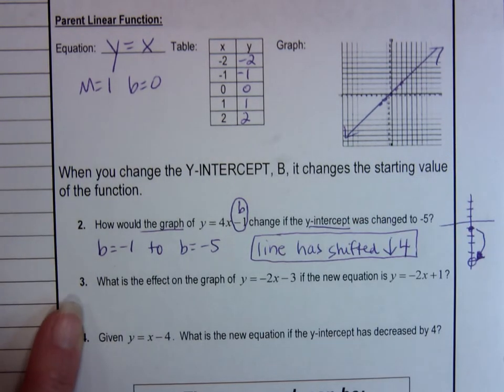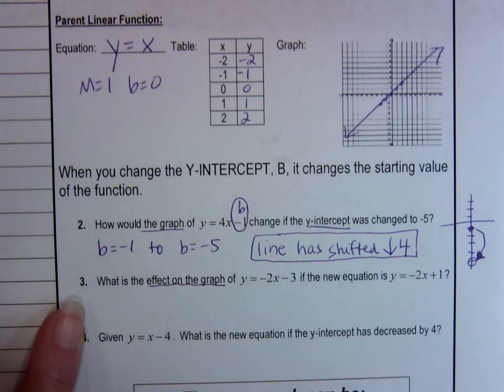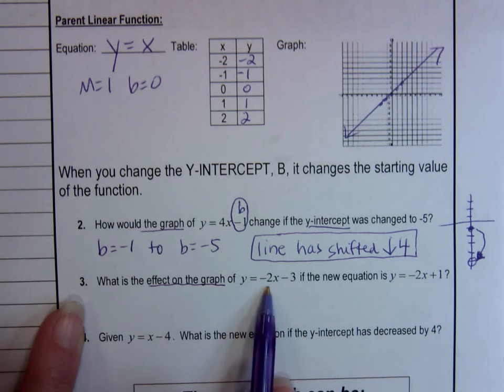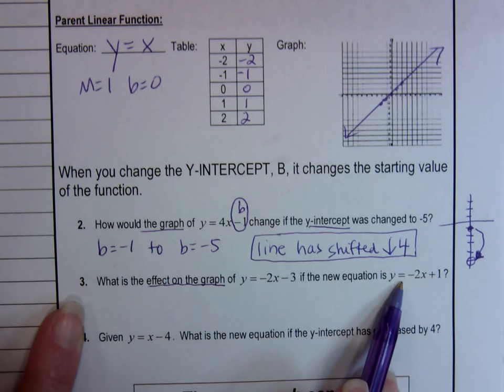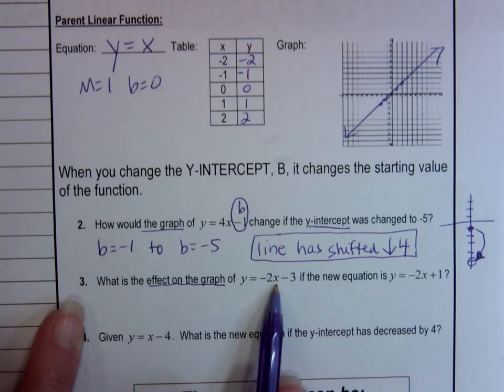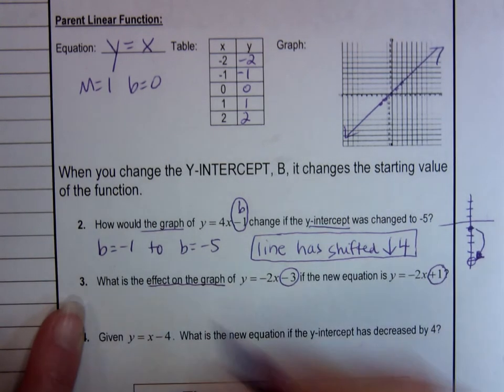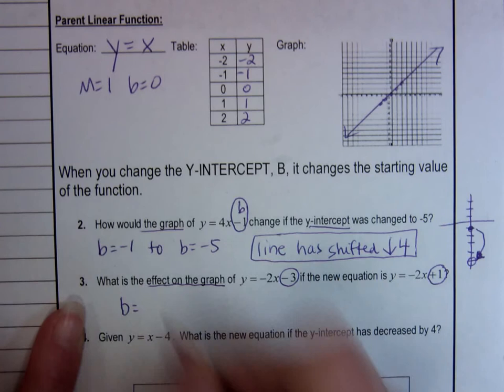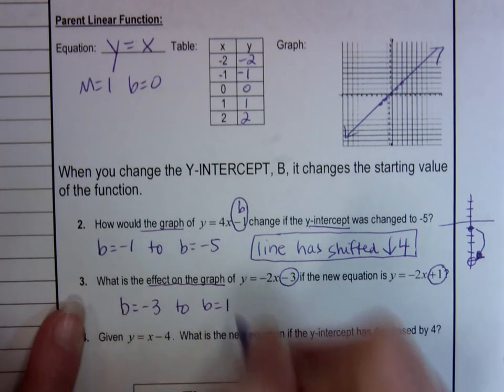On number 3, it says, what is the effect on the graph? Again, the effect on the graph, talking about shifting up or shifting down, of y equals negative 2x minus 3 if the new equation is y equals negative 2x plus 1. Well, if we look at these equations, we have to decide what's changing. In the first one, the y-intercept was a negative 3. Now the y-intercept is a 1. So it was negative 3. It's now 1 for the y-intercept.